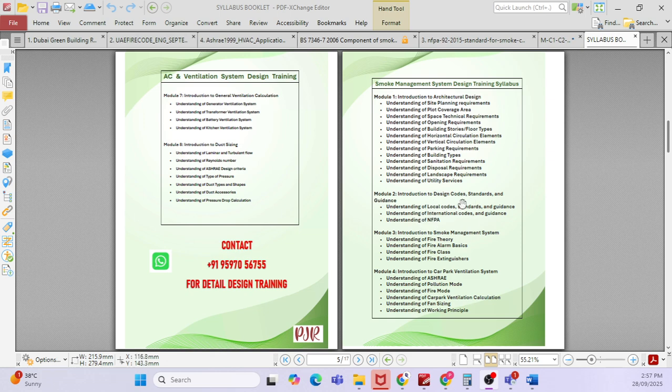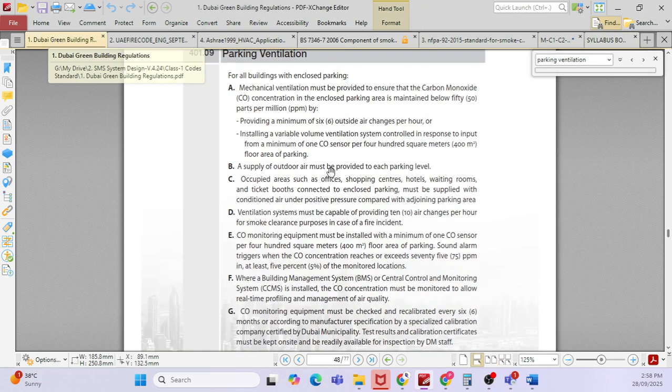Based on the design standard, only then are we going to do the calculation. There is an understanding of ASHRAE, pollution mode, fire mode, car park ventilation calculation, then how to do the fan sizing and what the working principle is. Everything we will go through in this particular section. Before that, I will show you some examples.